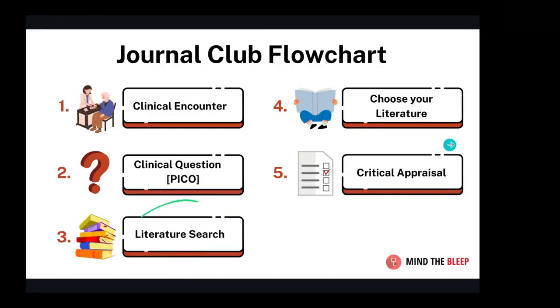So any presentation in Journal Club has a certain skeleton or flow chart. The first part is a clinical encounter. This may be a case that you have seen at work or something that you may have heard of, and you have a question in regards to this case. Of course, when you are presenting, make sure that you have the consent of the patient and you anonymize this patient. So don't put the patient's information out there. It's just basically for the learning point. That's why these journal clubs are made.